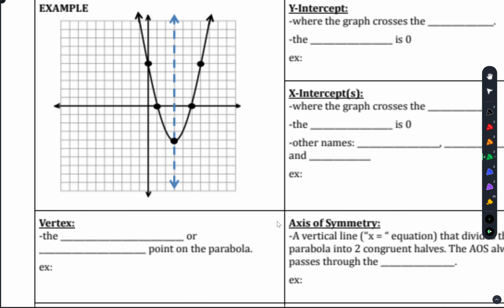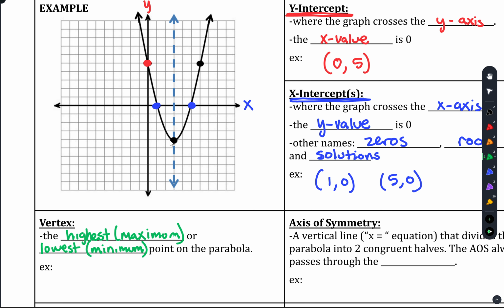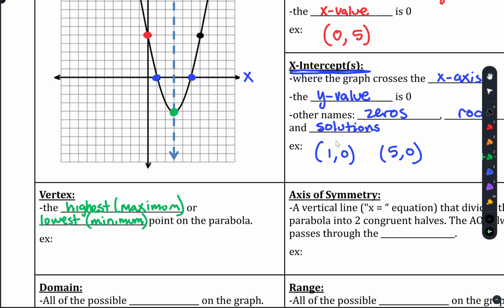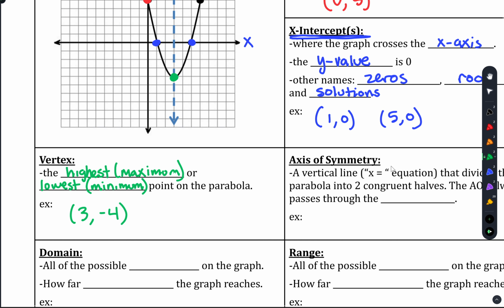So we see our parabola. There it goes. Here's my vertex. Is that a maximum or a minimum? It's a minimum. It's the lowest point on my graph. So we would, again, call this vertex by a coordinate pair. We're going to look for the x value, which is 3, the y value, which is -4. So (3, -4). All good there?